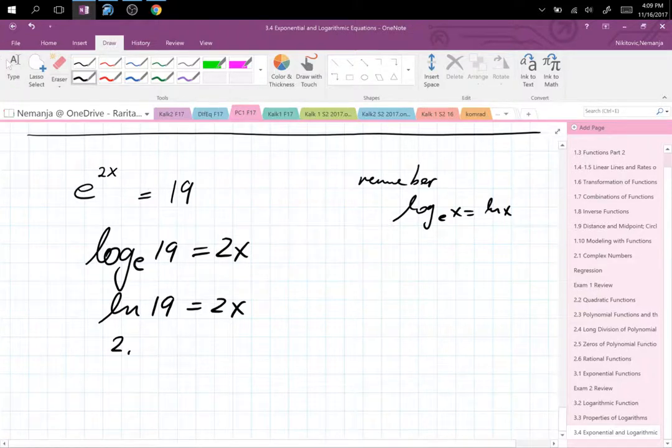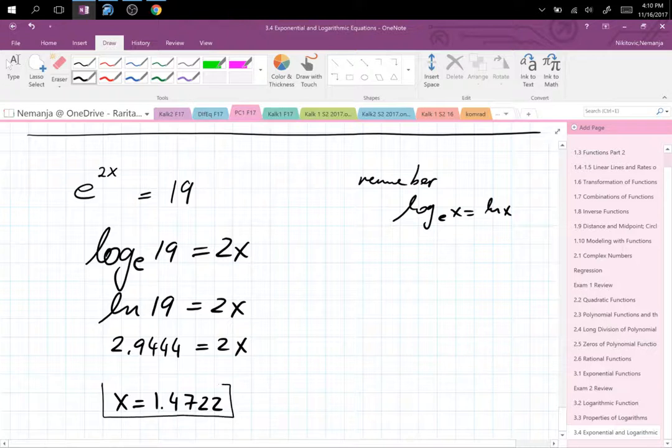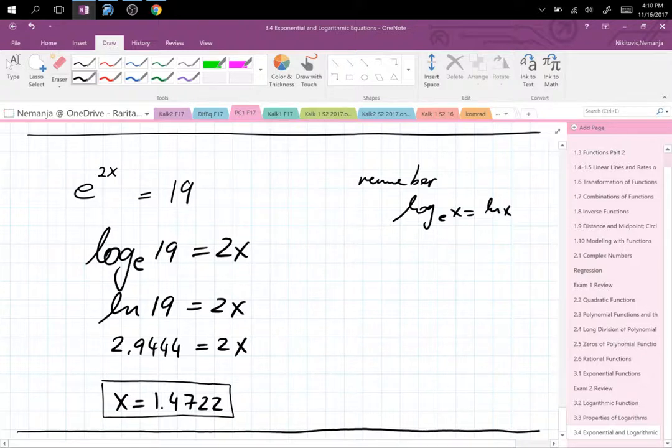So now what's ln 19? It is 2.9444, equals 2x, and then divide by 2, x equals 1.4722. Do we all have the same answer?